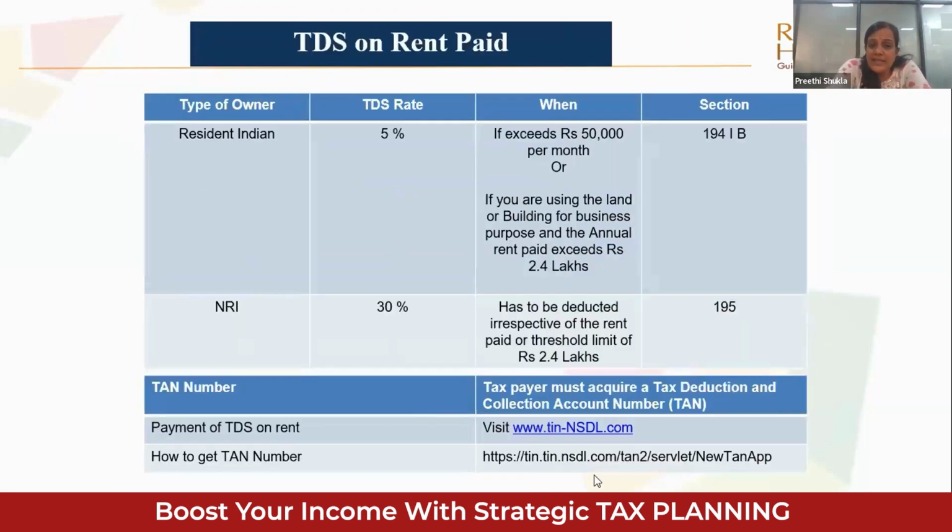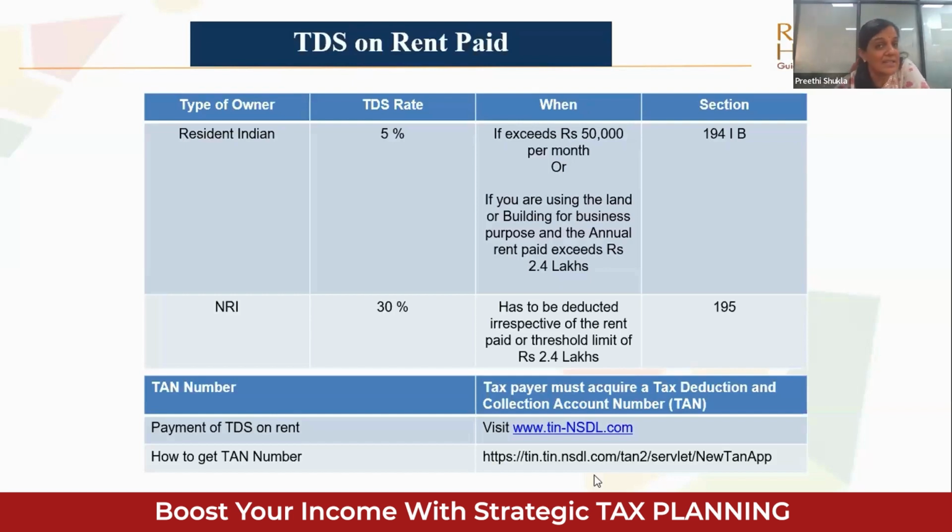There is TDS on rent paid. This is important, especially if your owner is an NRI. Just take cognizance of this. We will not get into too many details. If you're a resident Indian and if your rent per month exceeds 50,000 as per section 194-IB, you have to deduct TDS. And for TDS, as a taxpayer, you have to take a TAN number, deposit the TDS, and only then pay the balance rent to the owner. This is a very important rule. Please try understanding this, especially if your owner is an NRI.